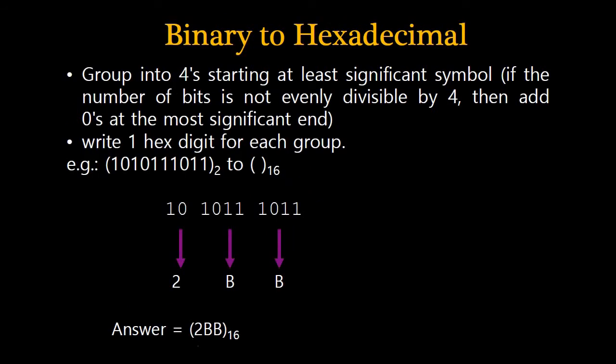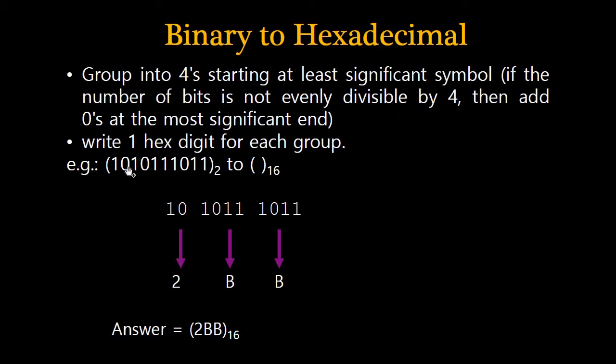Binary to hexadecimal. Now, as we made groups of 3 in octal from the conversion of binary, while converting a binary number into hexadecimal we will group into 4 starting from the least significant symbol. If the number of bits is not evenly divisible by 4, then we will add zeros at the most significant end to make a group of 4.